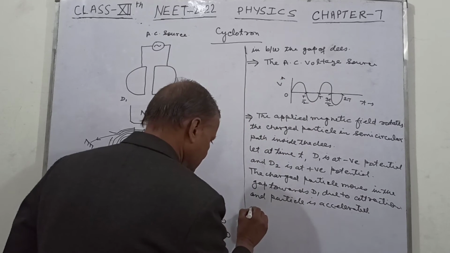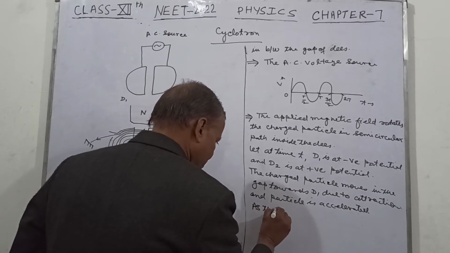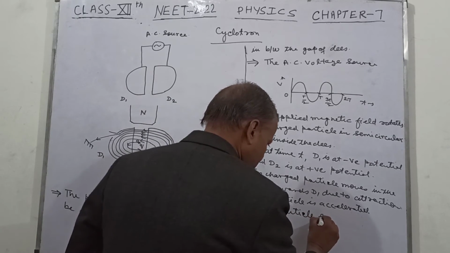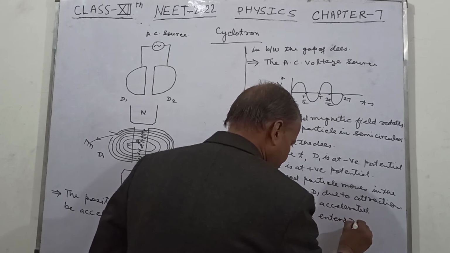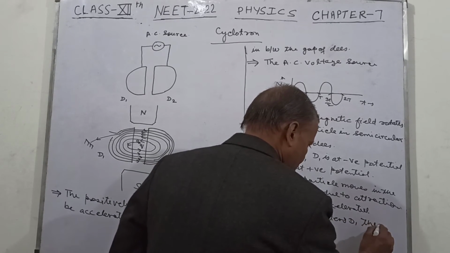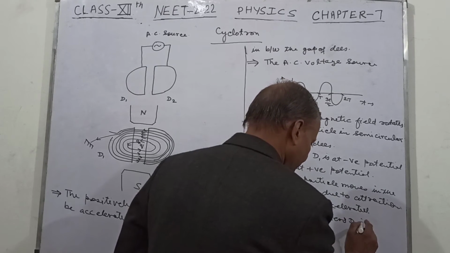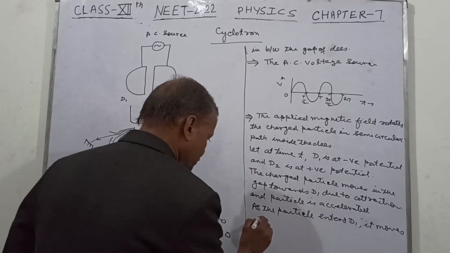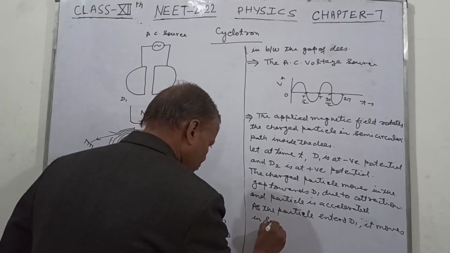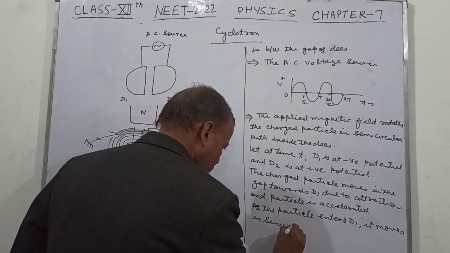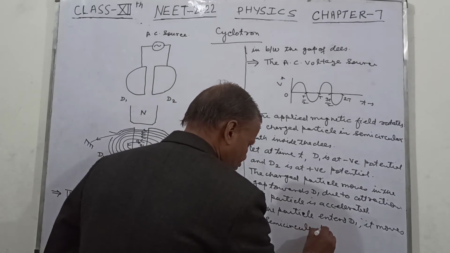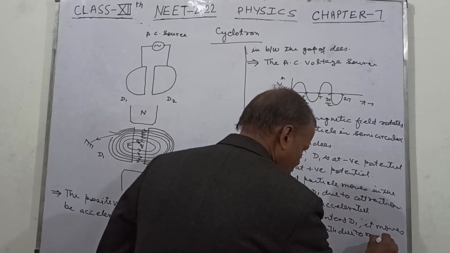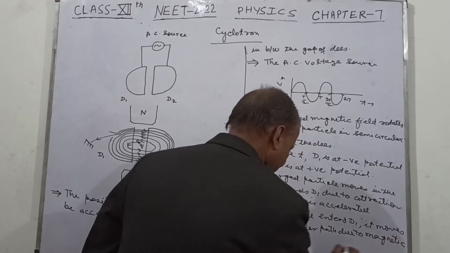As the particle enters D1, it moves in semicircular path due to magnetic field.